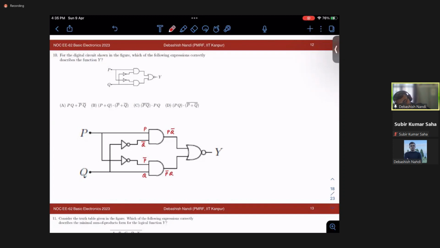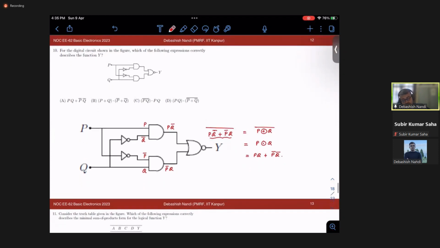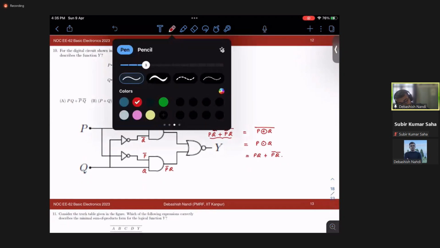Okay. So what is this? This is nothing but a NOR gate. So it will be P Q bar plus P bar Q and not of that. Okay. We simply know what is this. This is nothing but P XOR Q. That is nothing but P XOR Q. And we know that the nature of this is this, right?